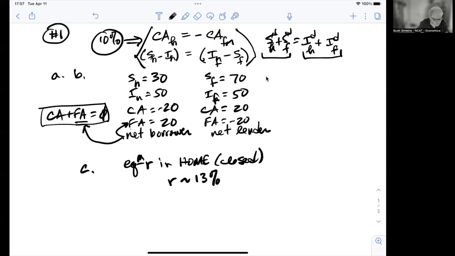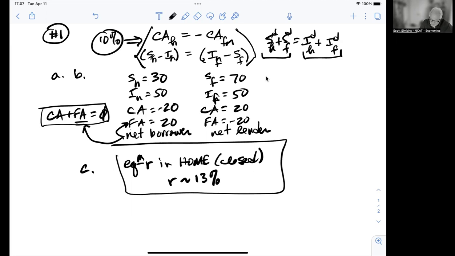That leads to a better outcome for the home country if they open up. Clearly, if they had a closed economy, the real interest rate would be 13%, whereas in an open economy it's 10%. And so desired investment is higher in the open economy.